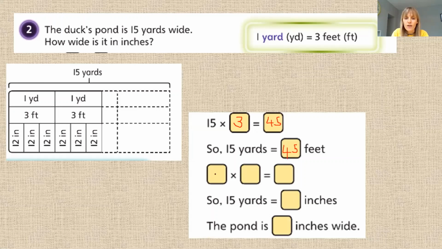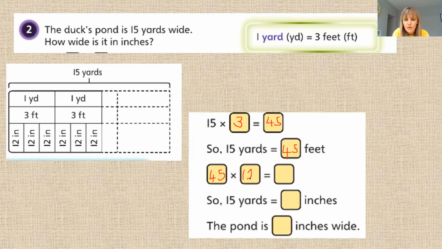Okay, now then we've got to do 45 feet times by what? What am I going to be multiplying by this time? If I've got 45 sets of feet, I've got to then multiply it into inches, haven't I? Because we've got to put it into inches. So I'm going to be doing 45 times by, oh, I've lost my cursor now. Where's it gone? I've got to multiply it by 12. So when I find my pointer, here it is, it's been a bit silly today. There we go.